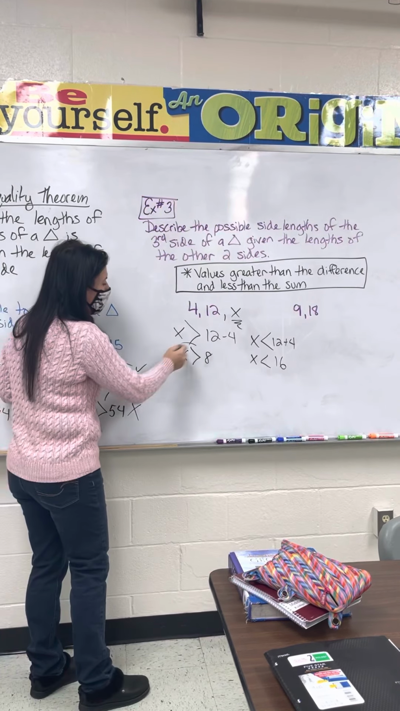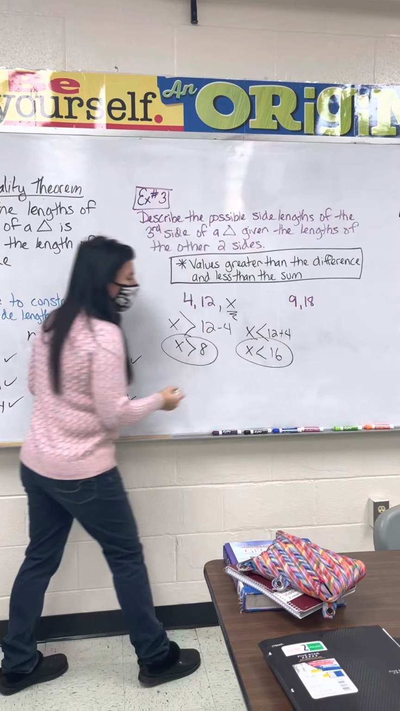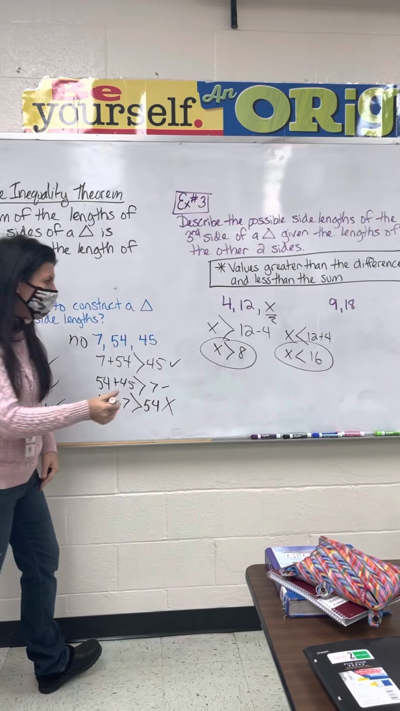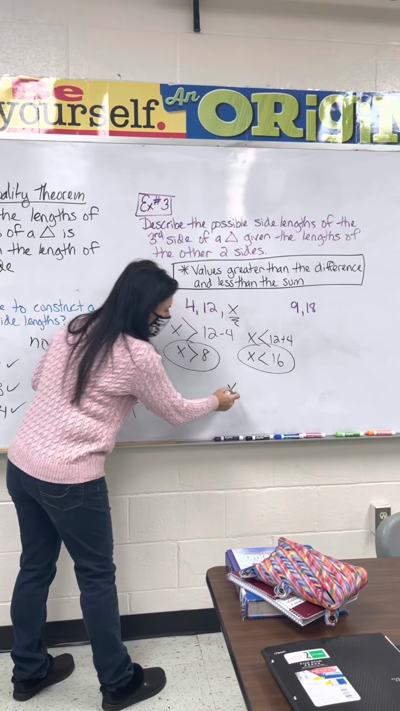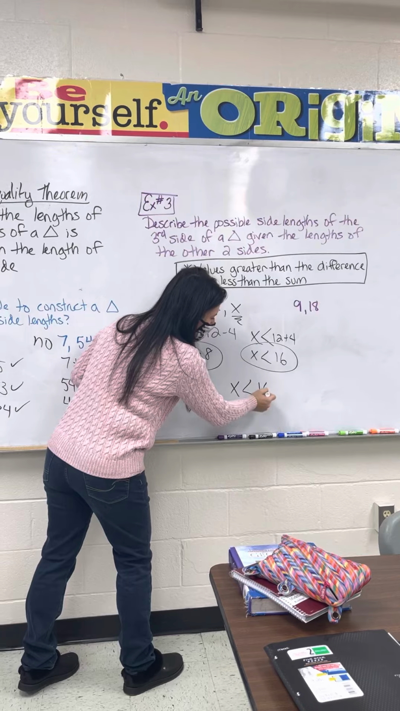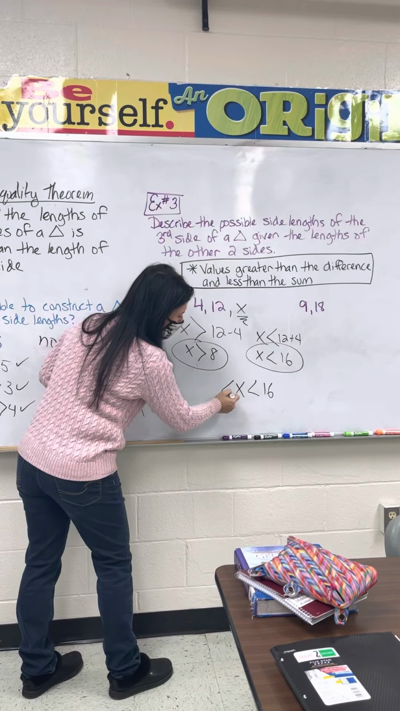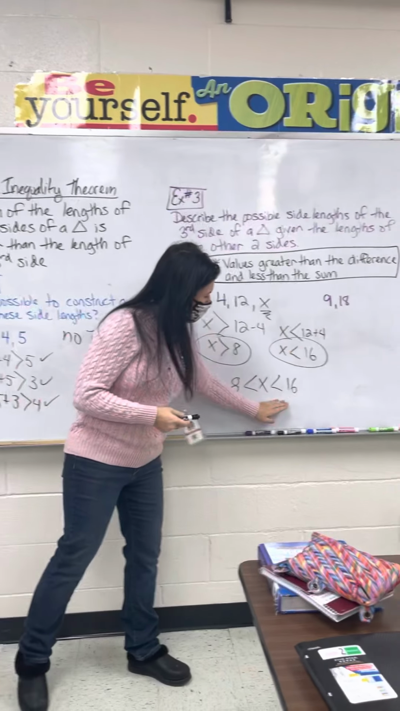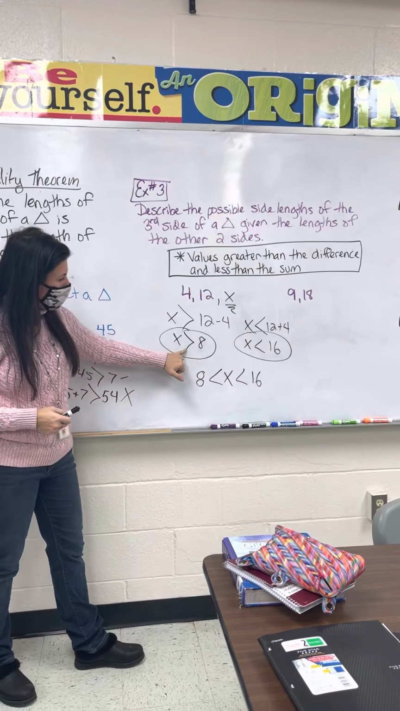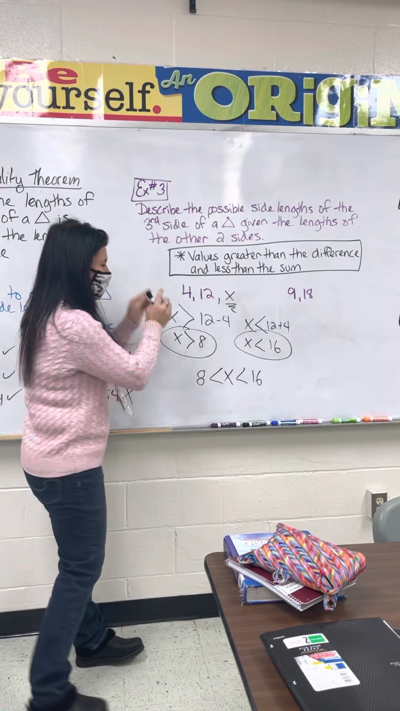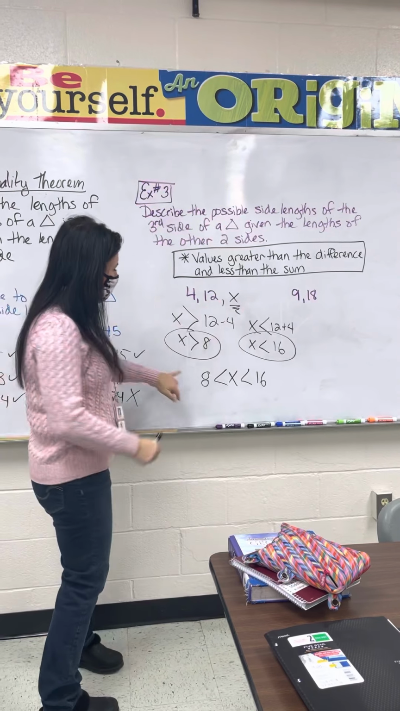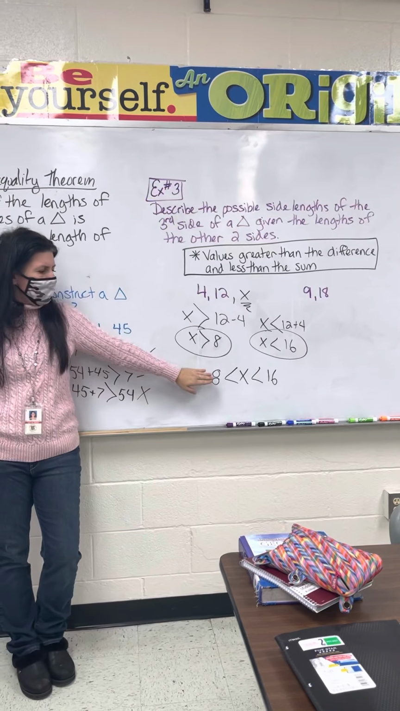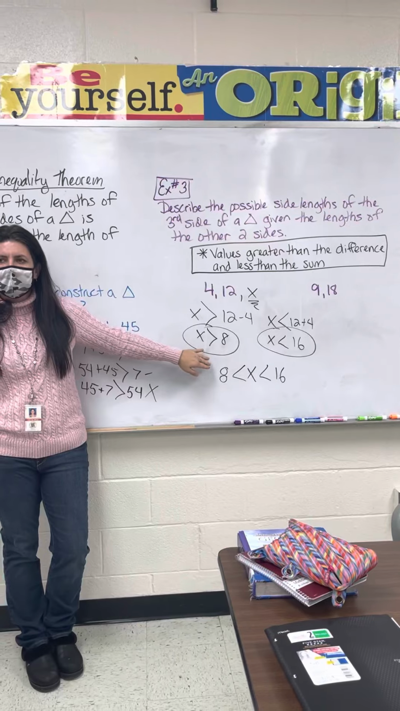I will accept both of these answers. If you want to take that a step further, we can rewrite it this way. We said less than 16 and greater than 8. This one I just rewrote, and this one I flipped so that I can read it from the center out. If this is super confusing to you, writing them separately is perfectly fine.